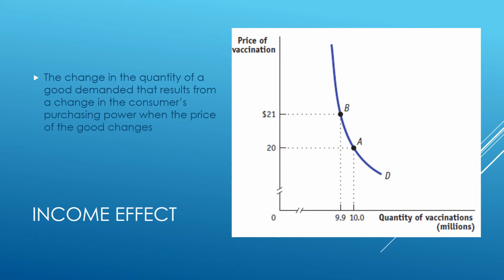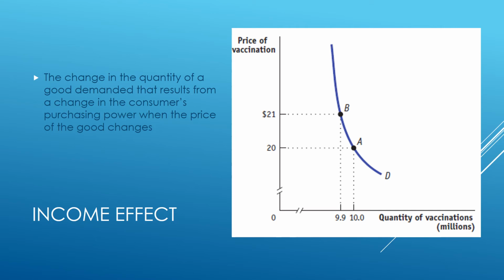That means that the $400 that we have now doesn't buy us as much as it did before. When the price of that vaccine was only $20 compared to now, when it's $21, our money doesn't buy us as much anymore. So we have lost purchasing power, and that's known as the income effect. So this is going to cause us, again, to change our quantity demanded.